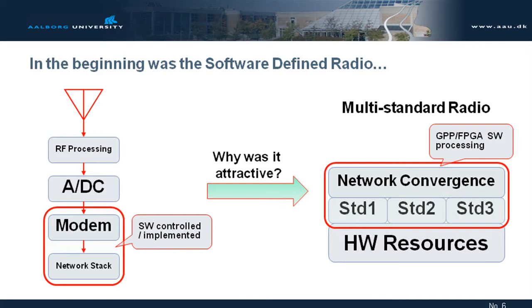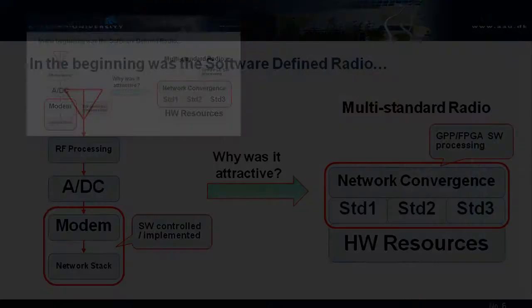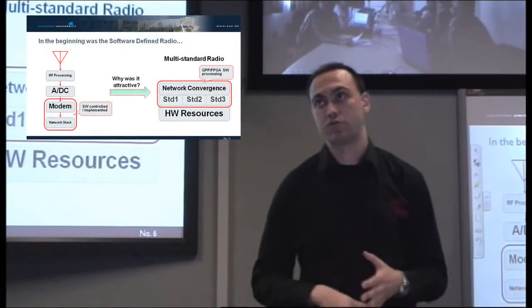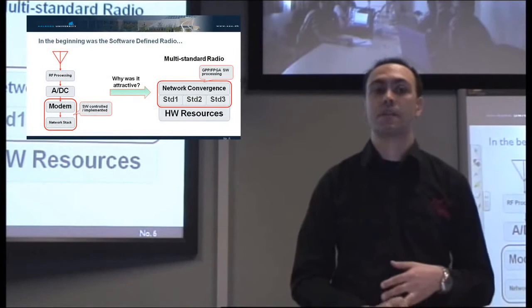Why was it attractive, and why was there such a big fuss years ago about the software-defined radio? Because you have some hardware resources that you cannot avoid, since you cannot generate a purely software radio with no hardware. It's impossible. You need some hardware resources. And then on top of these radio hardware resources, you can mount whatever standard you want, whatever network protocol stack you want. You see, that's already done in mobile phones today.